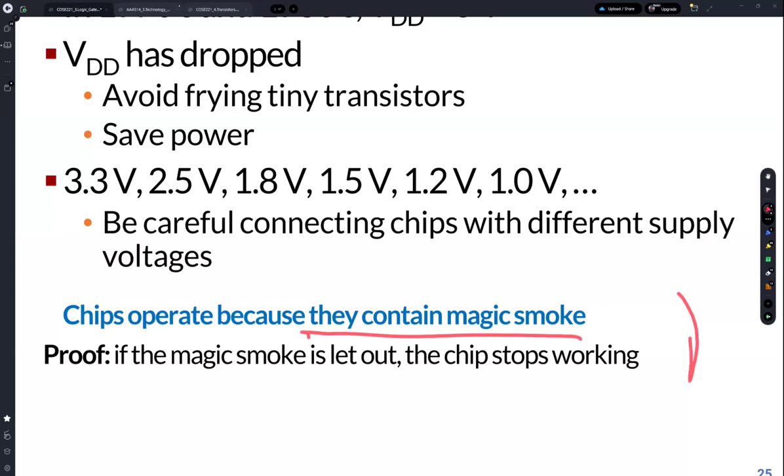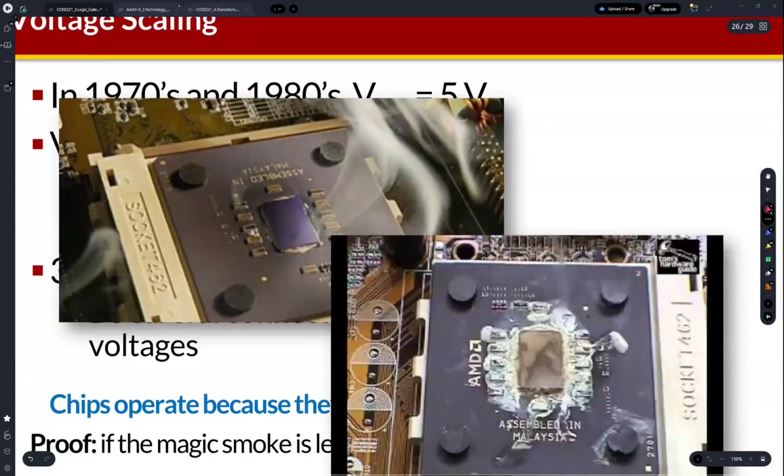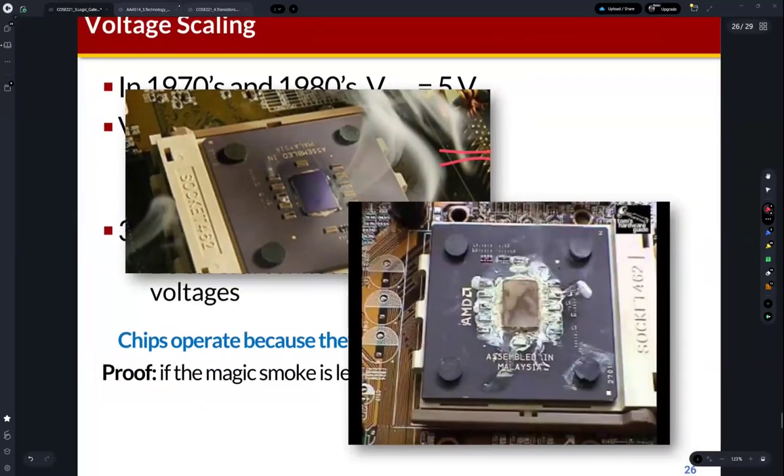The proof: if the magic smoke is let out, the chip stops working. So if we provide a higher voltage, then the chip will be broken. And when the chip is being broken, we can observe the smoke from the chip.